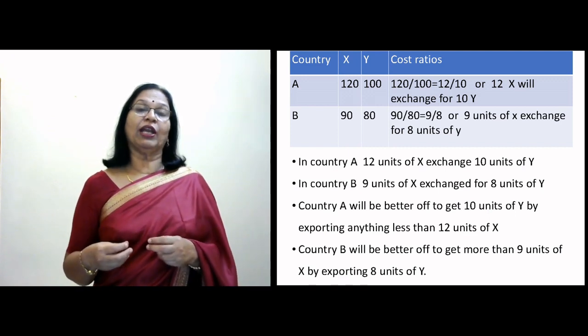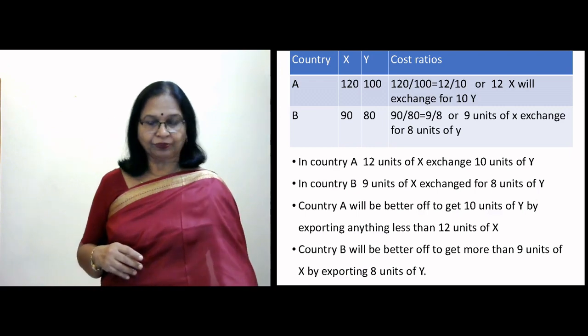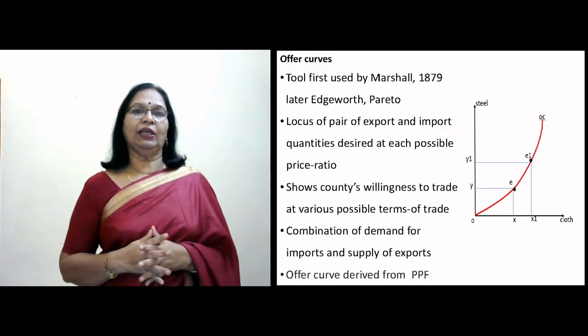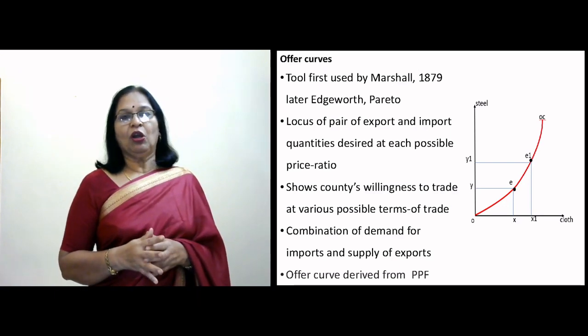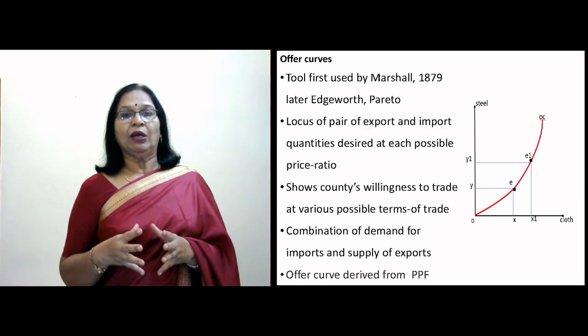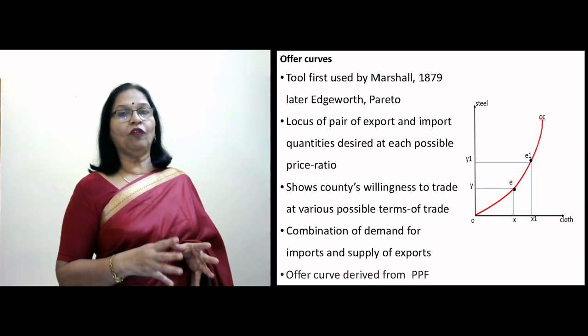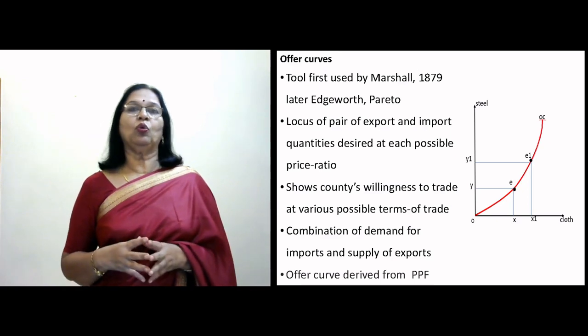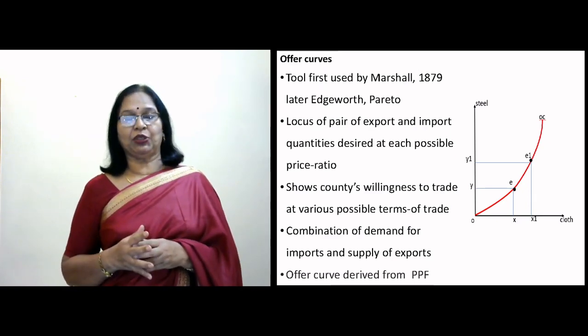Both the countries want to get more than what is domestically available to them. Now let's look at the idea of general equilibrium using the offer curves approach. The offer curve is a geometric tool developed by Marshall in 1879 to explain the reciprocal demand of Mill. And this tool was later refined by Edgeworth and Pareto.